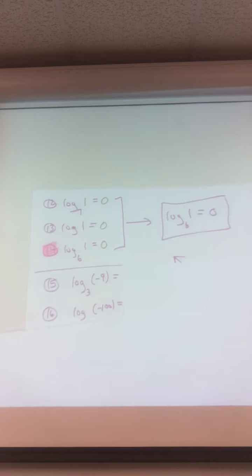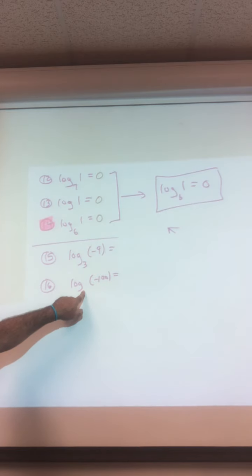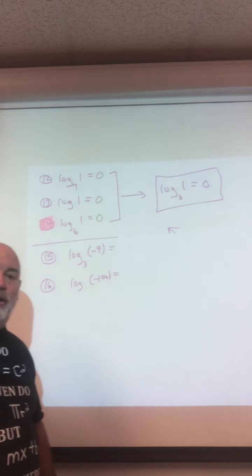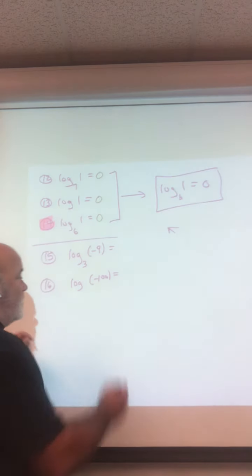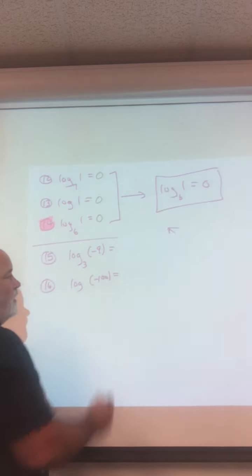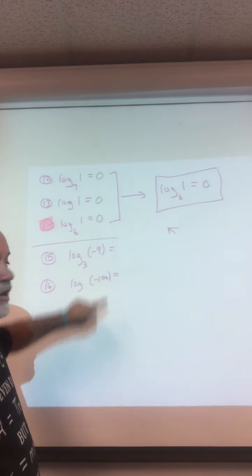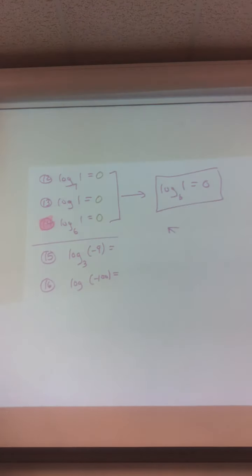Same thing here. This one, and I've already told you this, because this is base 10, if you punch this in with your calculator, it's going to say error. And the reason is you can't take 10 to some power and get a negative. So that's why your argument has to always be positive.